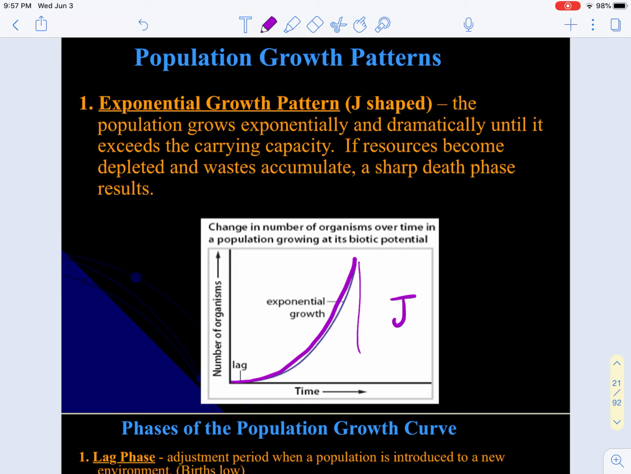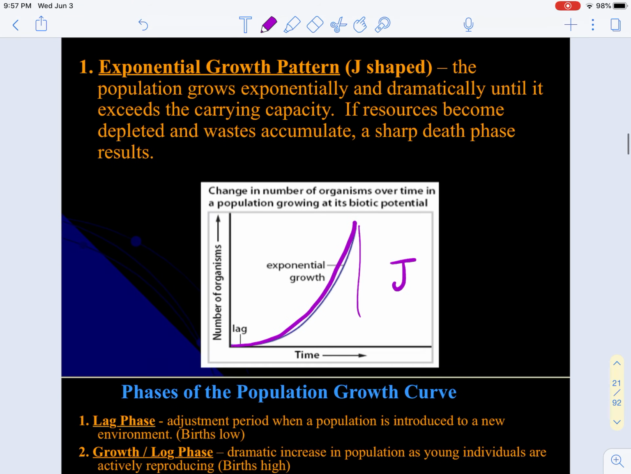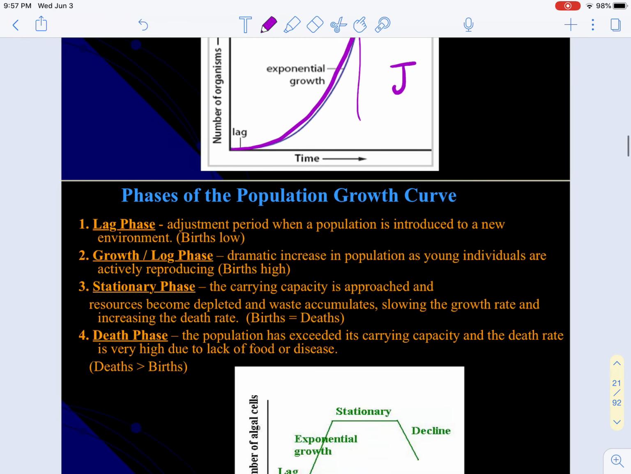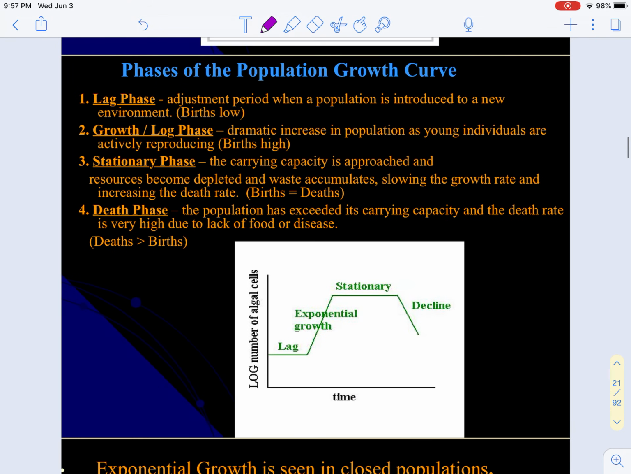And sometimes there's a sharp death phase. If it's like bacteria in a petri dish, they may exponentially grow and then crash, so they may call that a boom and bust. Sometimes that can happen because they've depleted their resources and used up all their food, and wastes have accumulated.